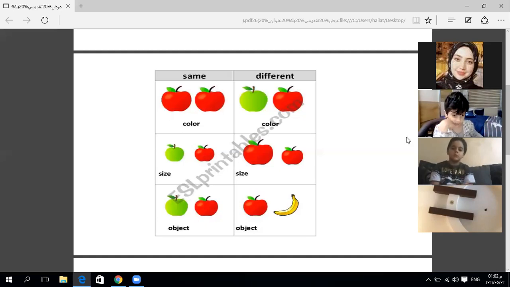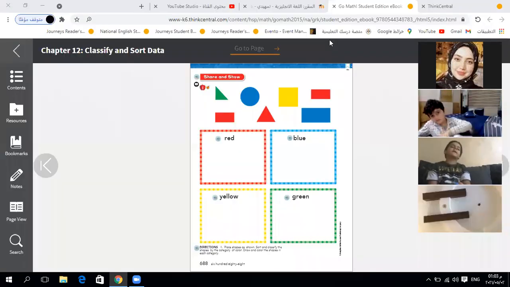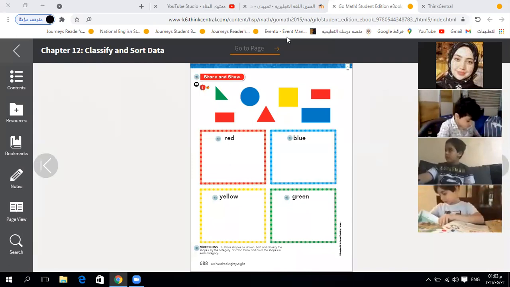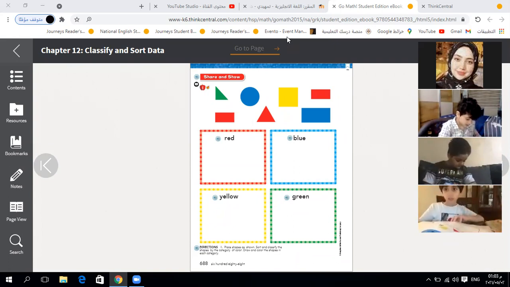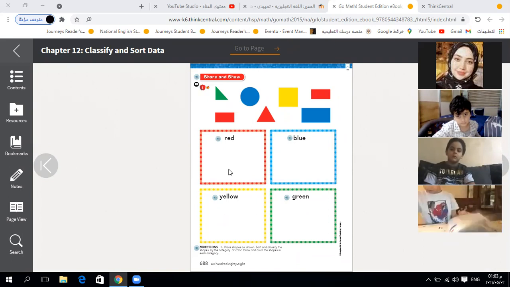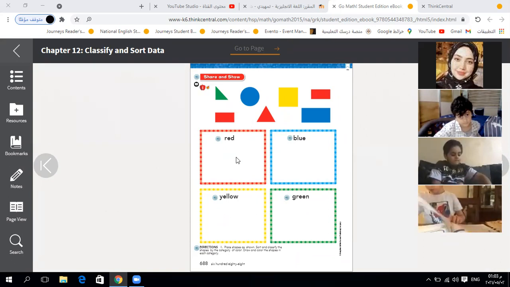Okay. Let's go back to our lesson, guys. You'll open your book again. So here we have to place shapes as shown. We want to sort and classify shapes by the category of color. So we have here four boxes. We have the red box, the blue box, the yellow and the green. So we're going to place the shapes by color. We're going to sort them by color.